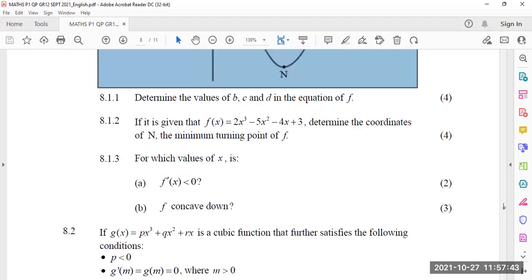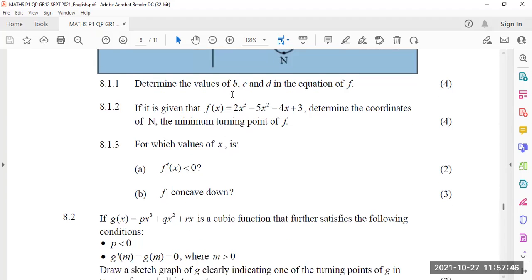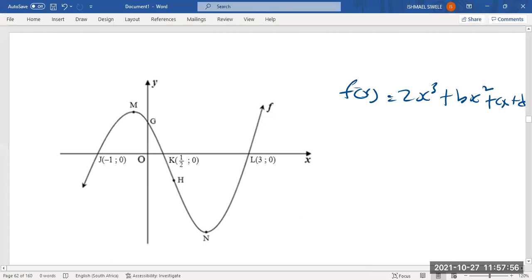So 8.1.1. Determine the value of b, c, and d in the equation of f. So I want us to find b, c, and d in the equation of f. How are you going to go about finding those points? You see they gave us the intercepts here.